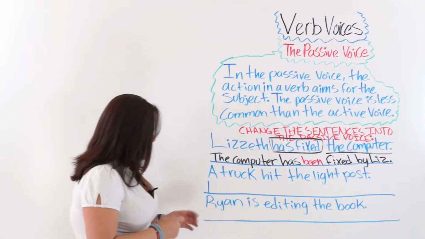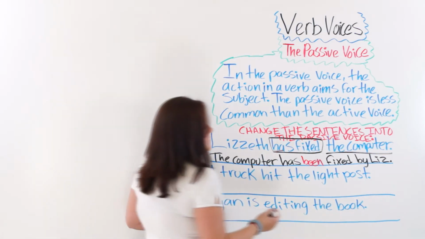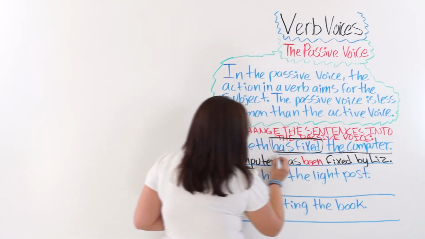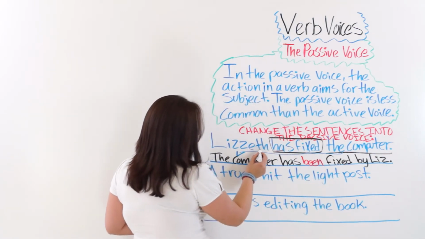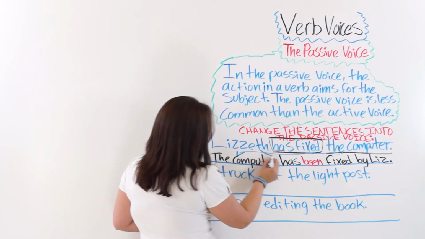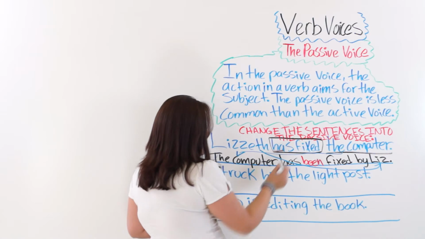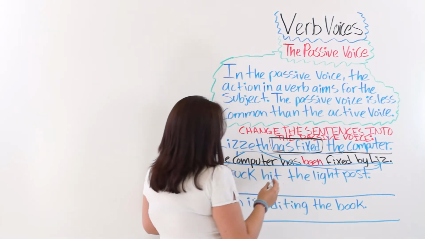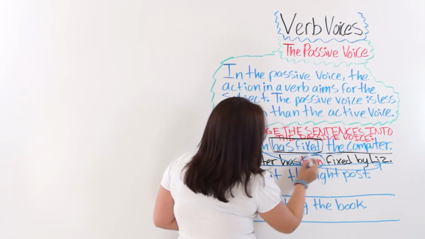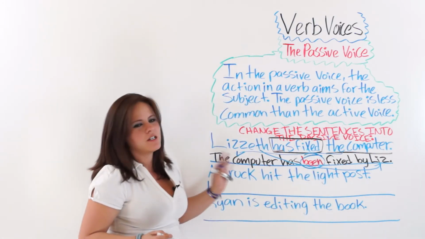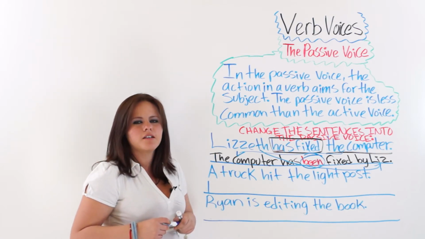Okay, did you notice what I did here? The computer is the object, so we are going to place it first. Liseth is the subject, so we are going to place it at the end. And has fixed has been broken up, and we added been because it is the present perfect. The computer has been fixed by Liseth.